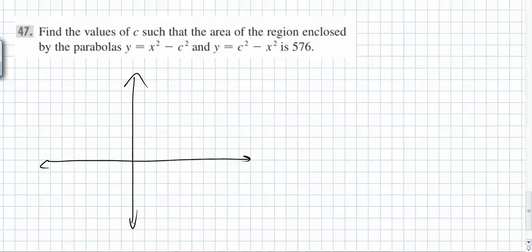One of them's facing up and one of them's facing down. What's the similarity between these two? They're going to have the same X-intercepts, right? What do you plug in for X to make this 0? C and negative C. So if this is negative C and this is C, one parabola is going to go like this. What's the other parabola going to do? The exact opposite. It's going to start like here. It's going to go in a better curve than that.